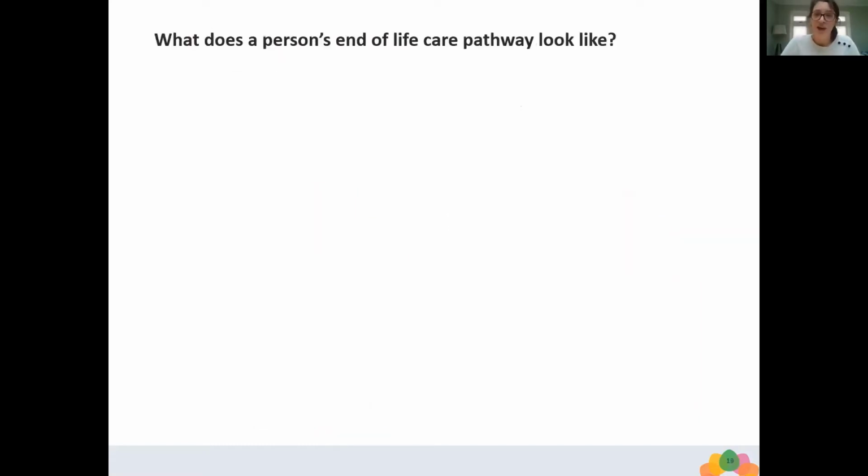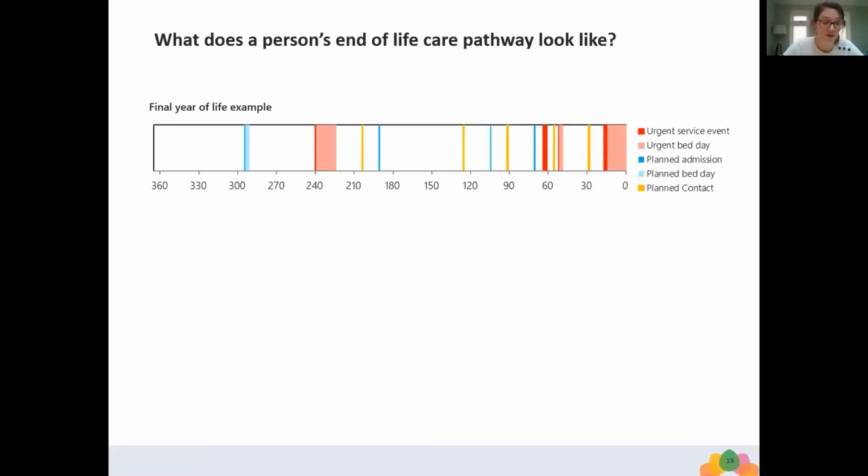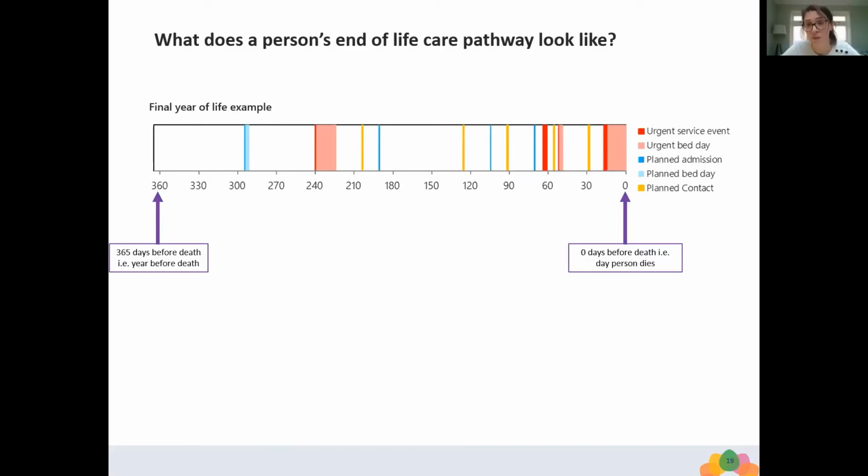So beyond accessing services is how people interact with all services and to what extent. So now we're moving on to consider an end-of-life pathway and what those might look like. So here, as an example, we have just one patient with their healthcare represented as a sort of barcode over the last year of their life. The proximity to death in days is on the axis at the bottom there. So day 0 would represent the day on which a person actually dies, and then 365 days would be a year before that person dies.